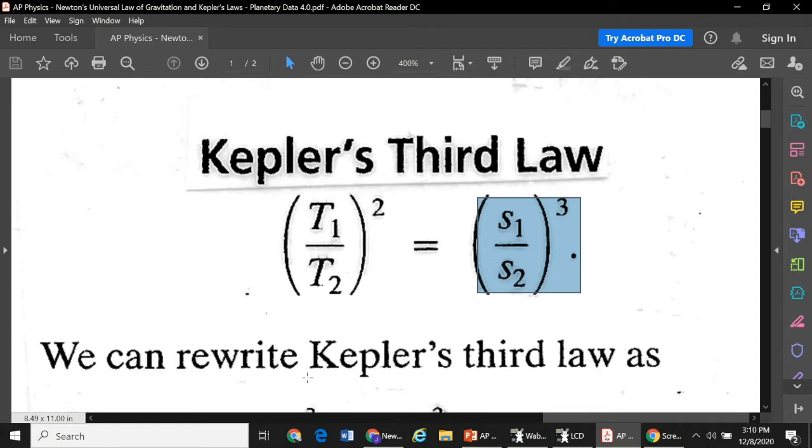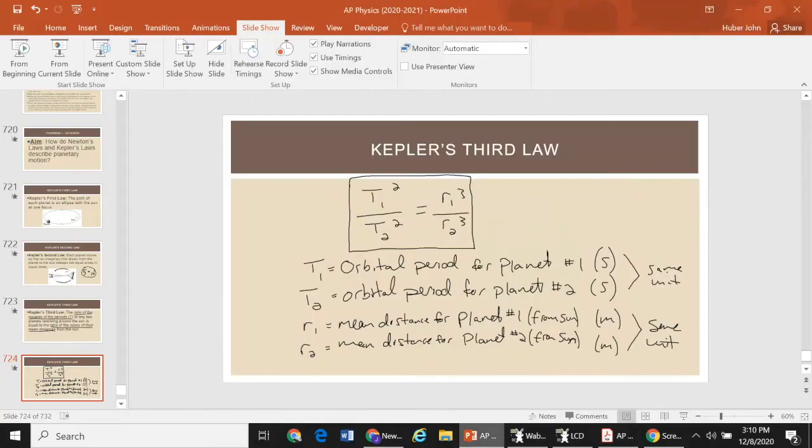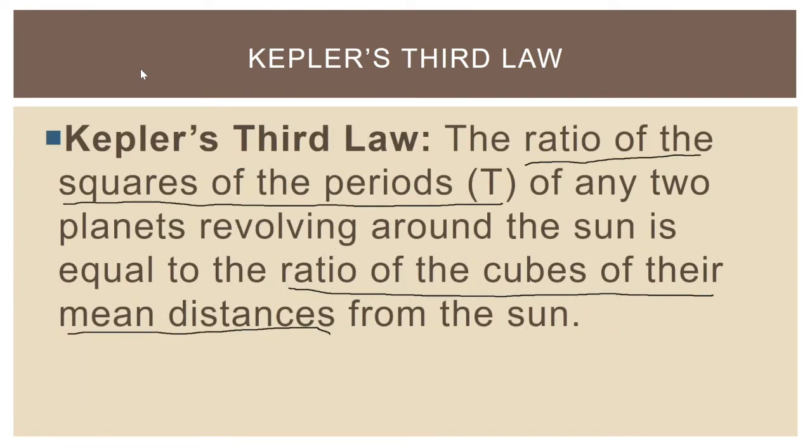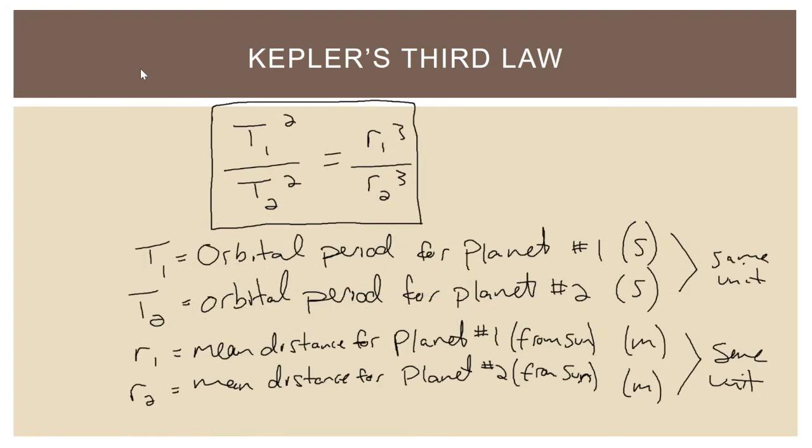Now, moving on, there's not a whole lot going on here, but we do have one more point to make. Kepler's third law is always written how I wrote it here: the ratio of the squares of the periods for any 2 planets revolving around the sun. The point that I'm trying to make is this does not just apply to planets orbiting around the sun in the solar system. Kepler's third law actually applies to any 2 objects orbiting a common object.